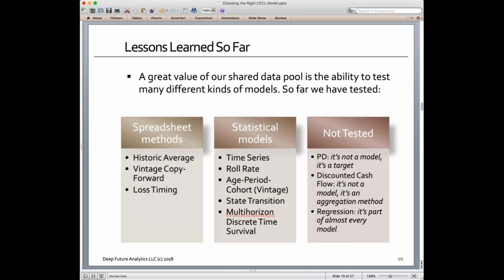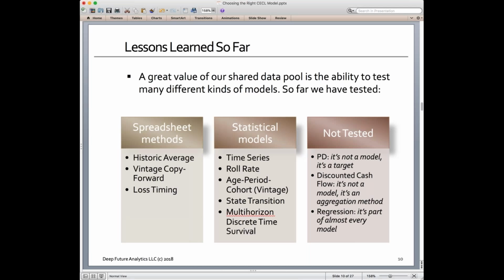Vintage copy forward, this is where you say the previous annual vintage in the previous year had a 1% loss rate. So apply that to the next annual vintage in the next year. It's just kind of a roll forward of your annual vintage loss rates. Again, pretty simple. It does capture a little bit of trends in credit quality and a little bit of trends in the economic environment.